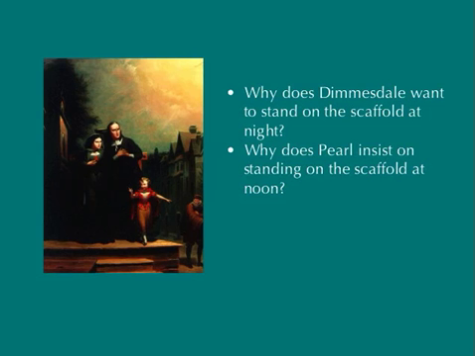Again, we might think about this as Pearl's ability to read people. She seems to understand that Dimmesdale has a secret that he needs to let out, and not just let out symbolically, but let out for real in front of the community. It's not entirely clear if Pearl understands that he is her father, but she certainly seems to have some kind of connection to him that she understands.